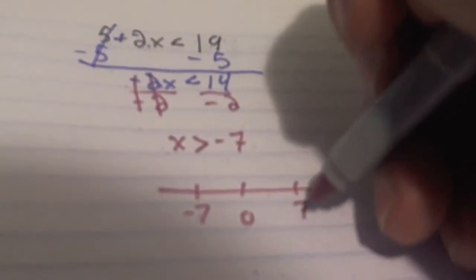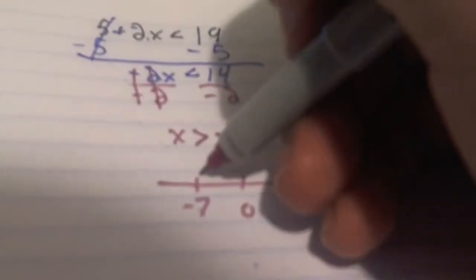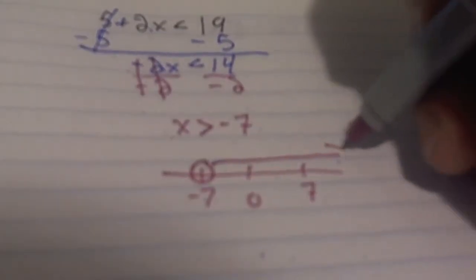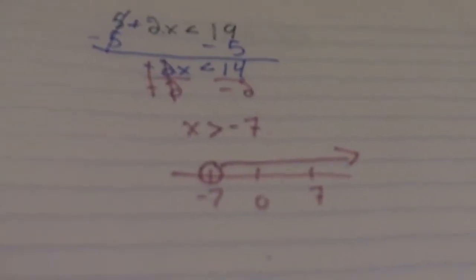Okay? So we do the graph. So now it's an open circle, and x is greater than. So where are all the greater than points? They're all to the right. Okay? Alright, so let's do number 2.